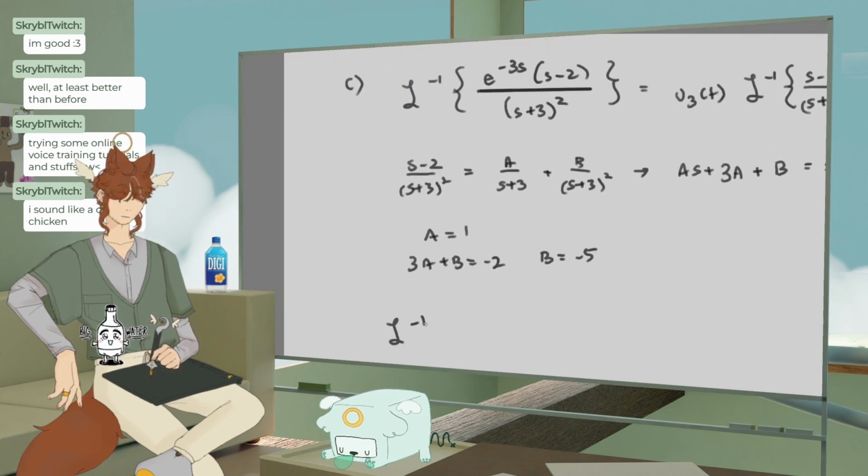Okay, so if we were gonna Laplace this up without the constants, it would be s plus 3 plus b over s plus 3 squared.